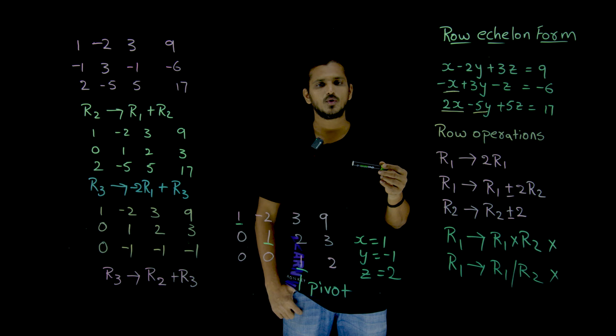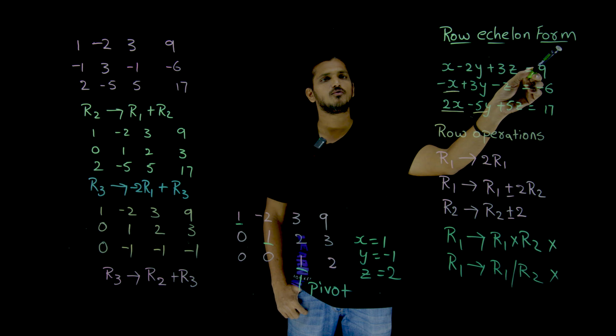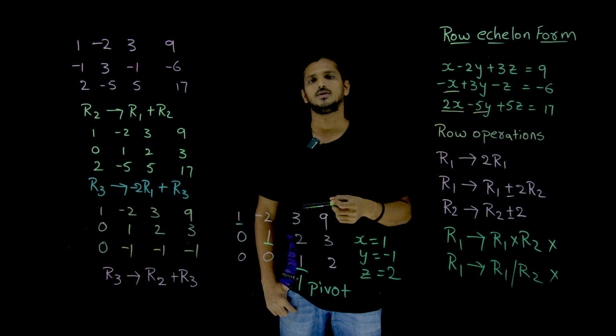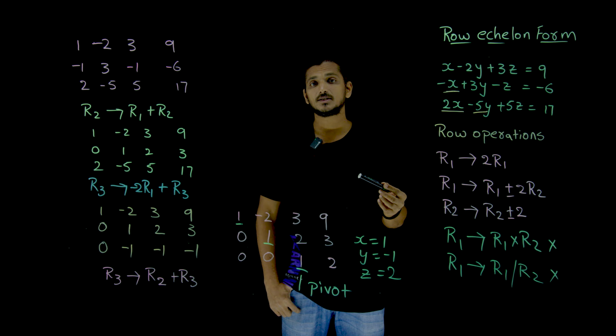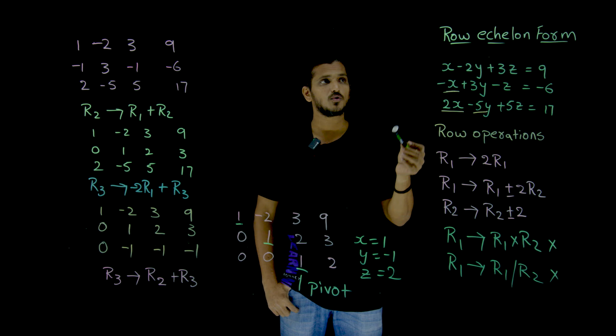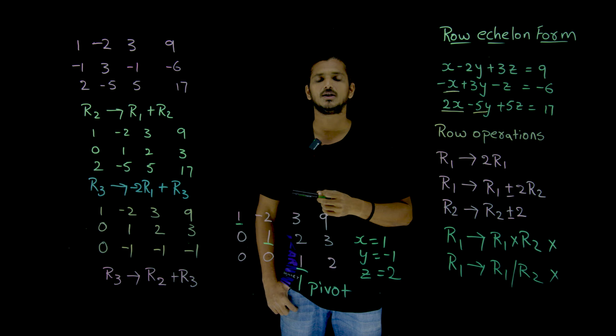This is how we apply row echelon form to solve a system of linear equations. We are going to do multiple examples in our coming classes. Hope you understand how we use row echelon form to solve a system of linear equations.